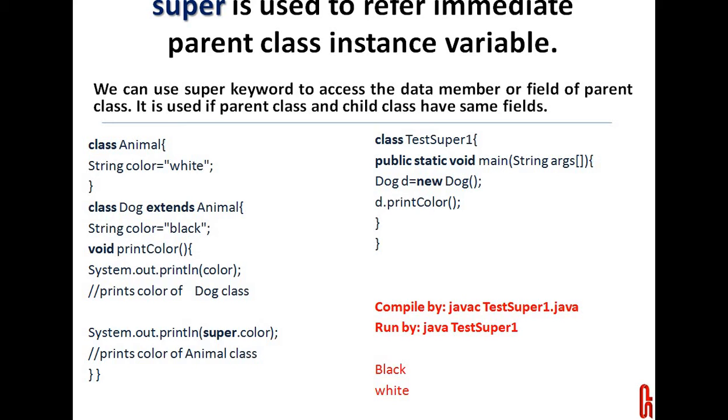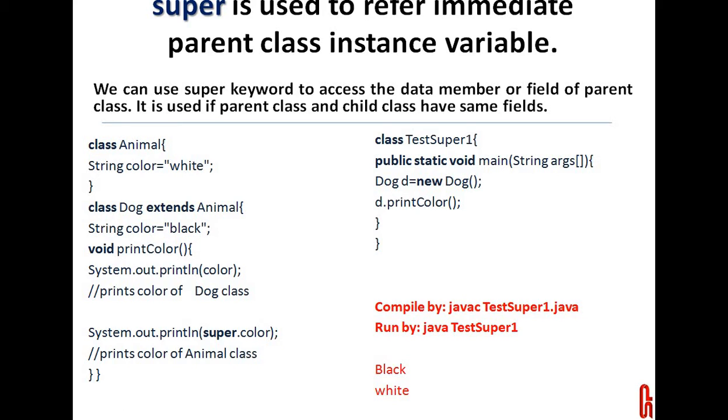The first thing we will be considering is with respect to the parent class instance variable. We can use the super keyword to access the data member or field of the parent class. So it is used if the parent class and child class have the same fields. In our program, we have three classes. The parent class, Animal, is here. The Animal class has only one instance variable. It's a string type variable, the name of the variable is color, and that is initialized to white.